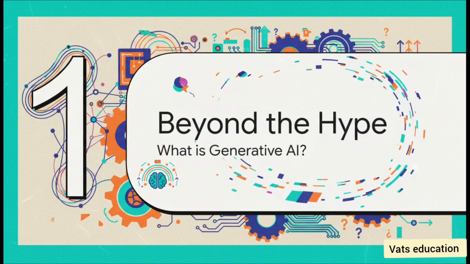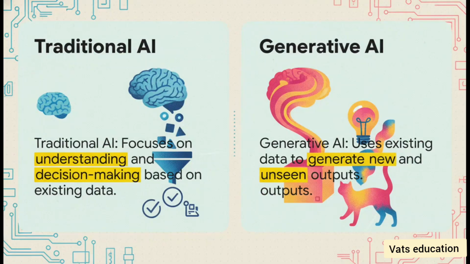Okay, so let's start at square one. You've heard the term generative AI a million times, I'm sure. But what actually makes this new wave of AI so different from the AI we've been using for years? Okay, this slide really nails the key difference. Think about traditional AI like your spam filter or Netflix recommendations. It looks at a ton of existing data and makes a decision or a prediction based on it.